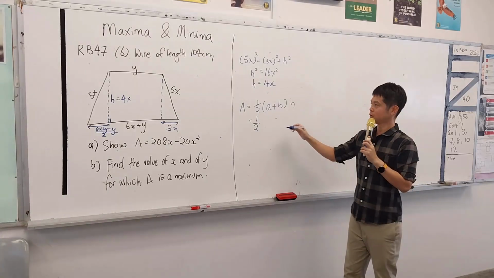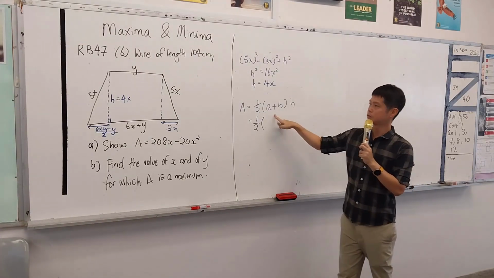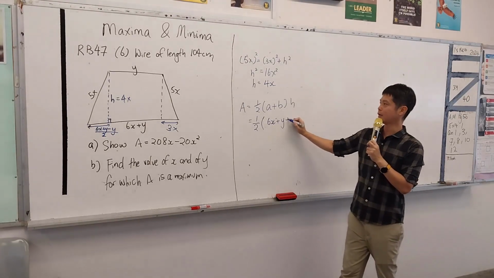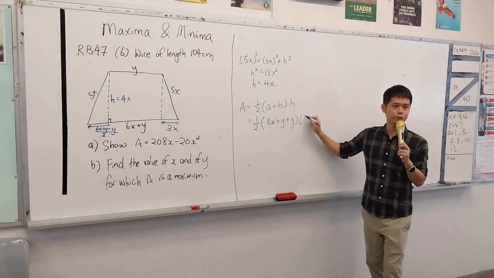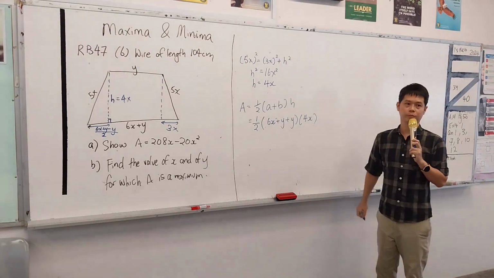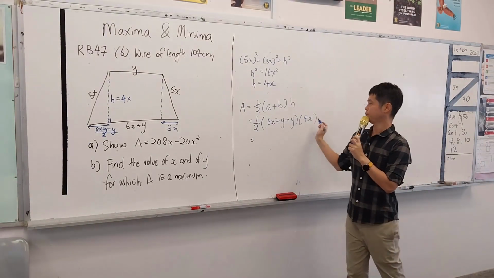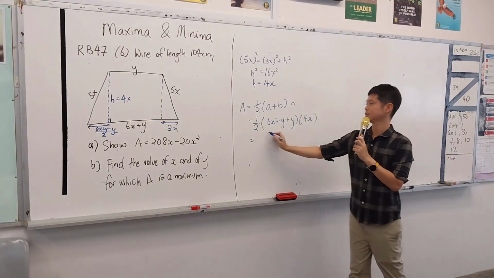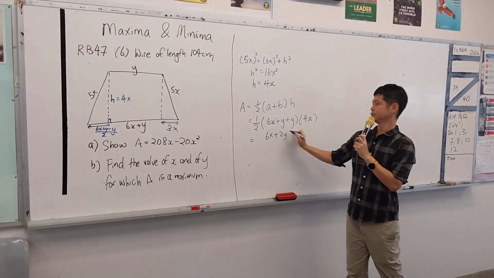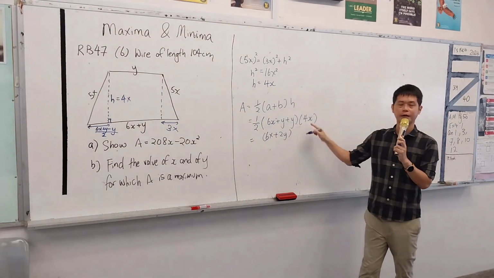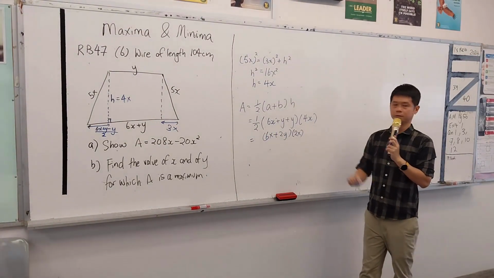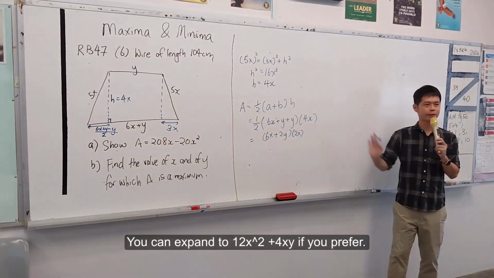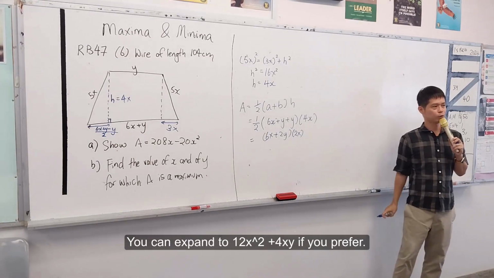So add the two lengths, 6x plus y plus another y, times the height between them, and I will have 6x plus 2y. Okay, I do it slowly. Cancel, becomes 2x. And I don't want to do any more. I stop here first. I don't want to expand it because I've got the y inside that I don't want.